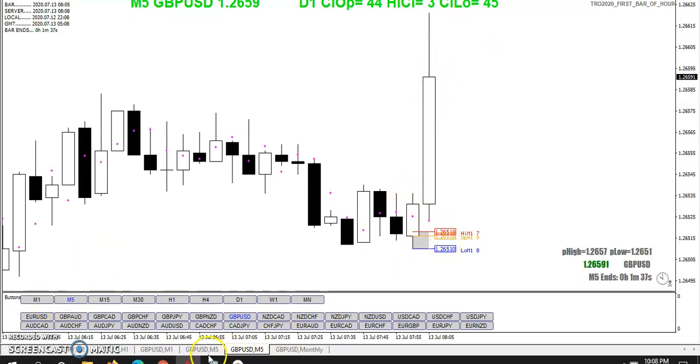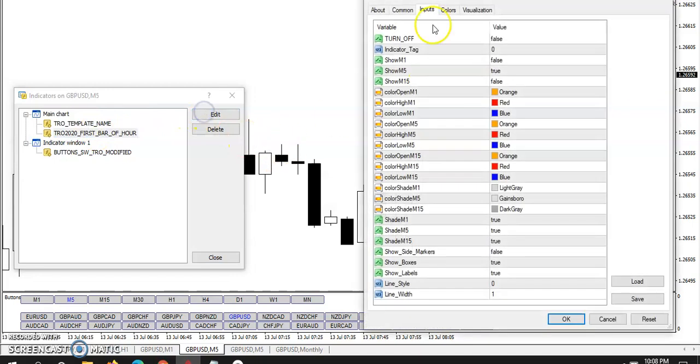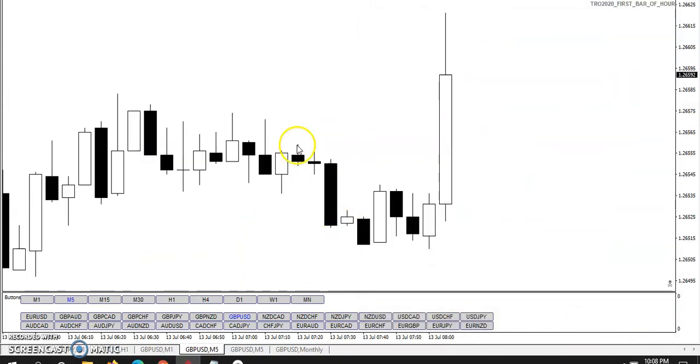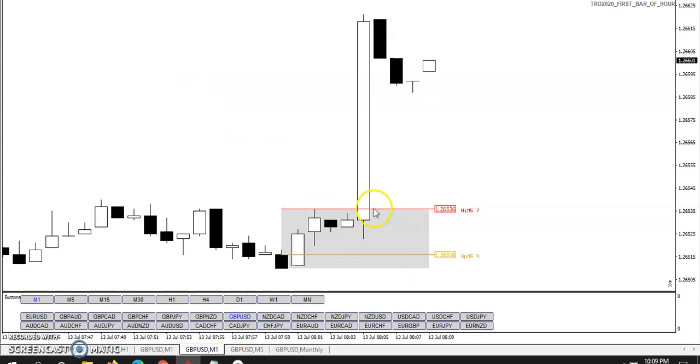Now let's look over here. Did I turn something off? First bar of hour. No. Okay, that's interesting. Why isn't that showing? Oh, because I'm on the M5 time frame. That doesn't seem right. But here's the high and low. So once again, that first M5, you can see it broke out here. 1, 2, 3, 4, 5. Take the breakout.